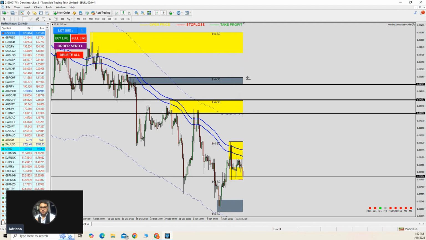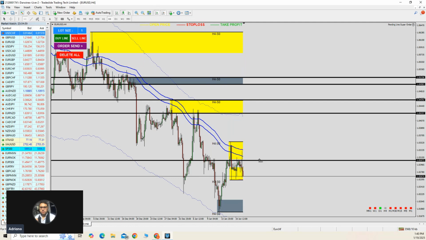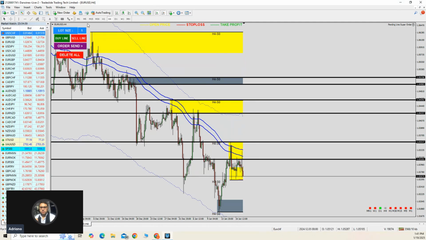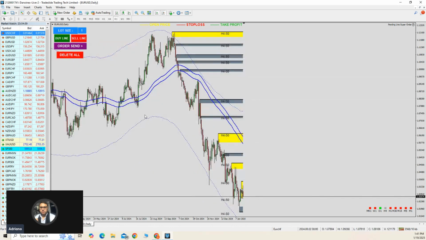Supply and demand zones is the oldest strategy that is available in the market, and I have been using this for like 12 years, and it works pretty good. Yeah, you mark all your zones, and then I like to move to the daily, because I like to place my trades on the daily.